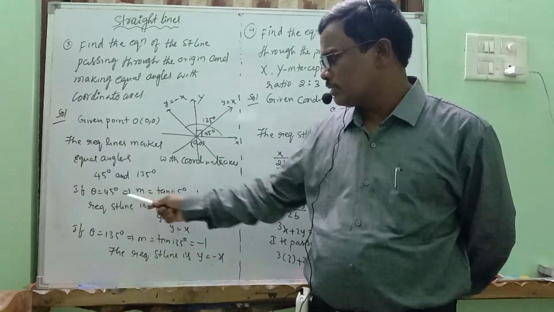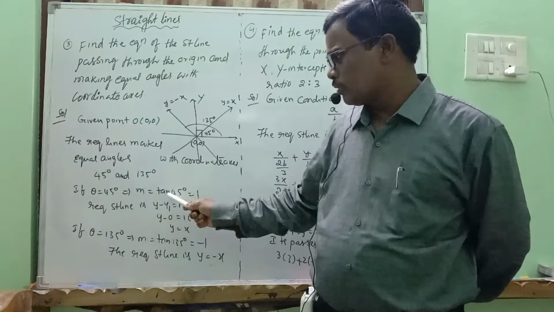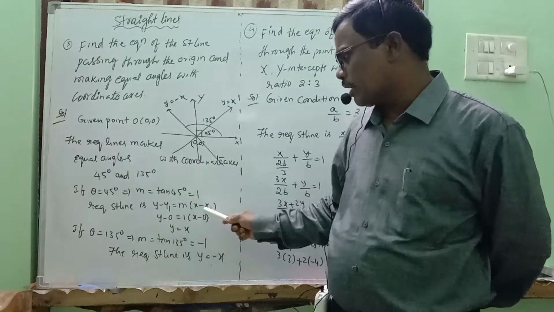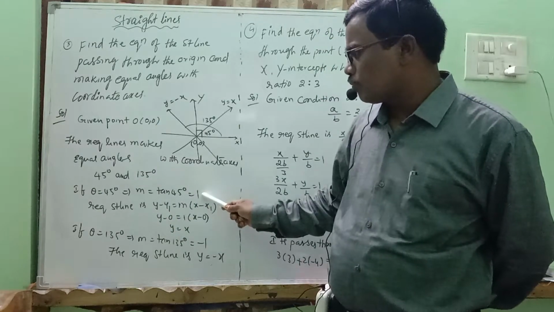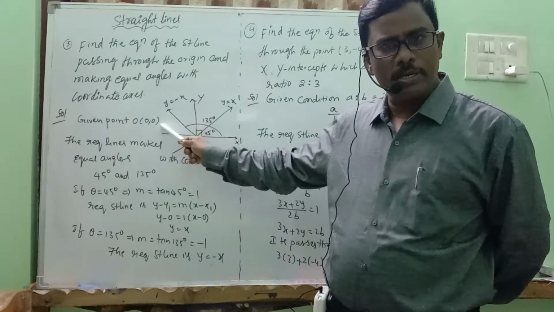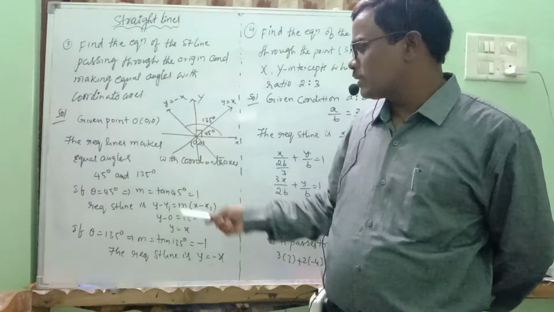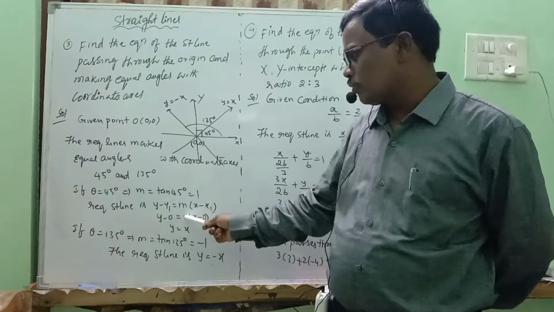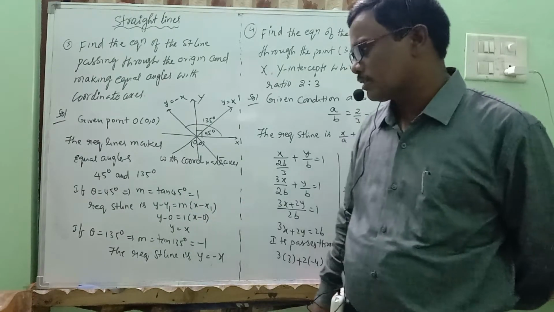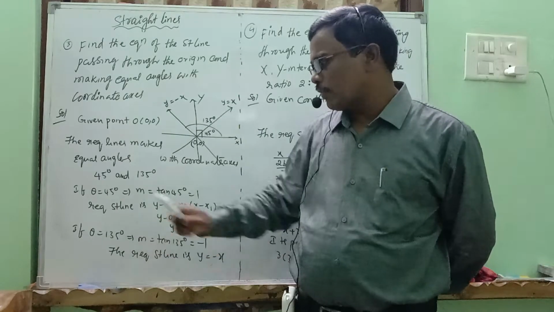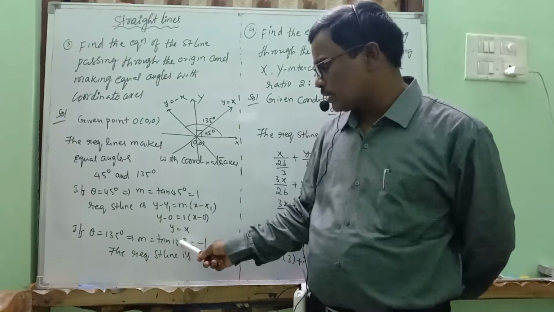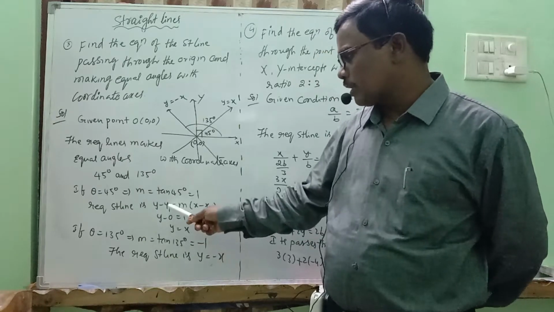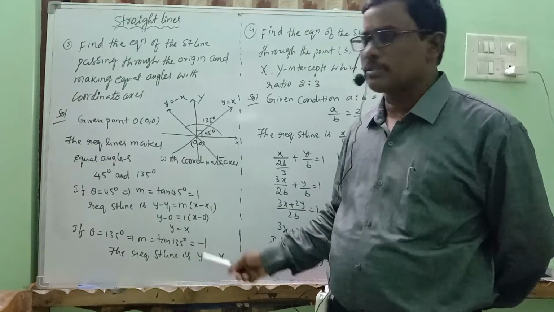Theta equal 45 degrees. First case, m equal to tan 45, which is 1. The required straight line is y minus y1 equal to m into x minus x1. You have the slope 1 and the origin point, x1, y1. Replace m with 1: y equal to 1 into x minus 0, so y equal to x. Another case, theta equal to 135 degrees, m equal to tan 135 degrees equal to minus 1. The required straight line, replacing 0 and 0, is y equal to minus x.